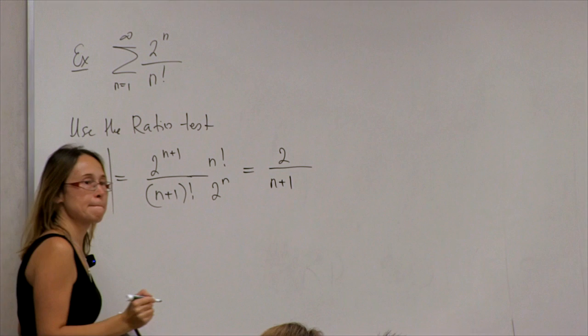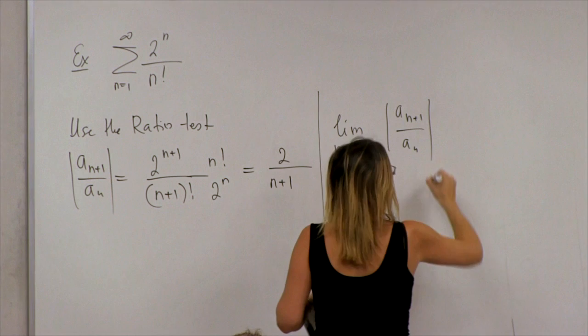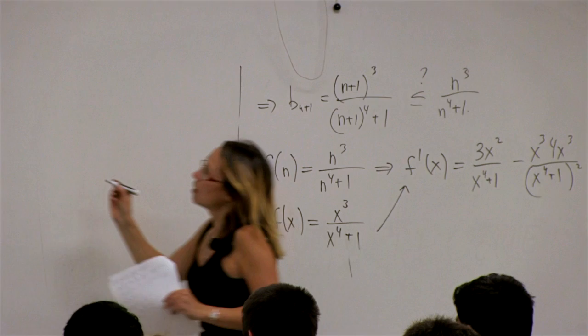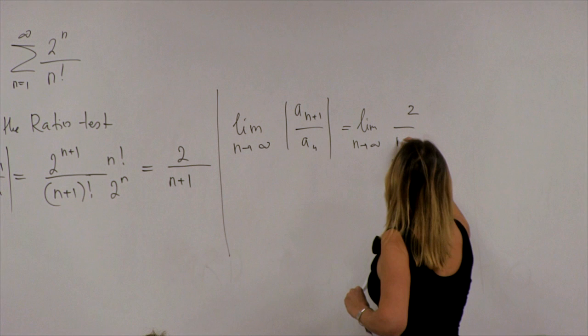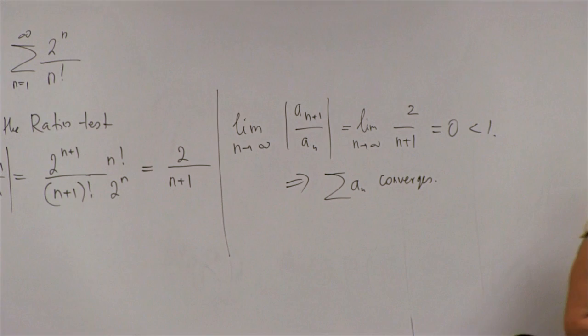Questions? Now I have to take the limit of a_(n+1) over a_n. What do I have to require? I have to require that the limit is a constant less than 1. That's all I need here. And it's 0, obviously less than 1. So a_n converges by the limit ratio test.